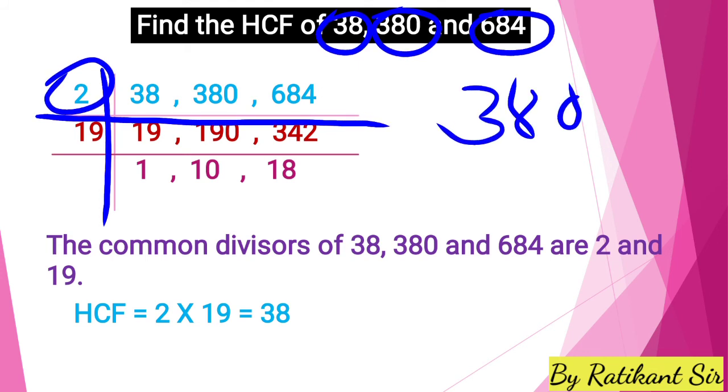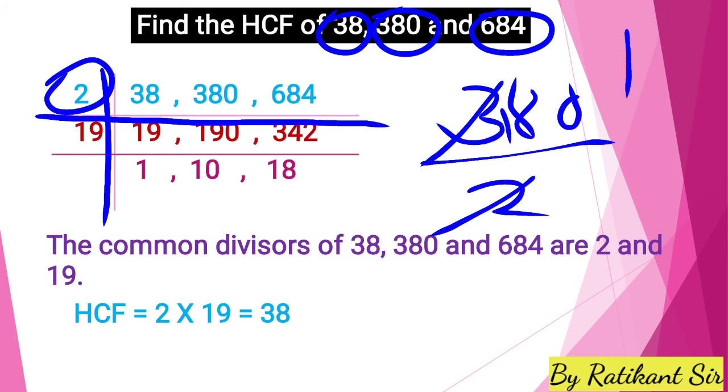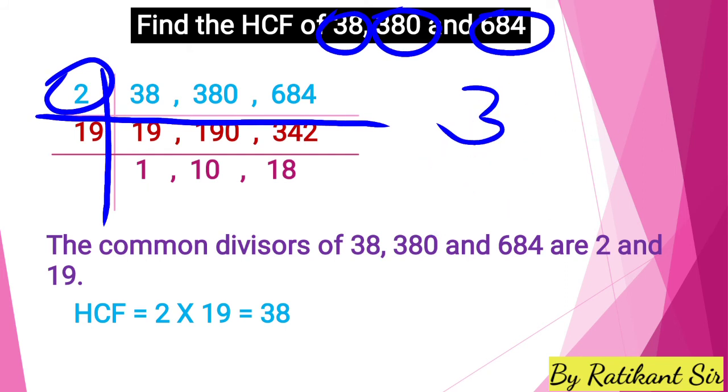The next number is 380. It is also perfectly divisible by 2. So 2 threes are 6, 2 eights are 16, and the last 0 will be as it is. So can I say it is 190? Yes, it is 190. When we divide 380 by 2, you will get 190, right? So that is why I have written 190 below 380.